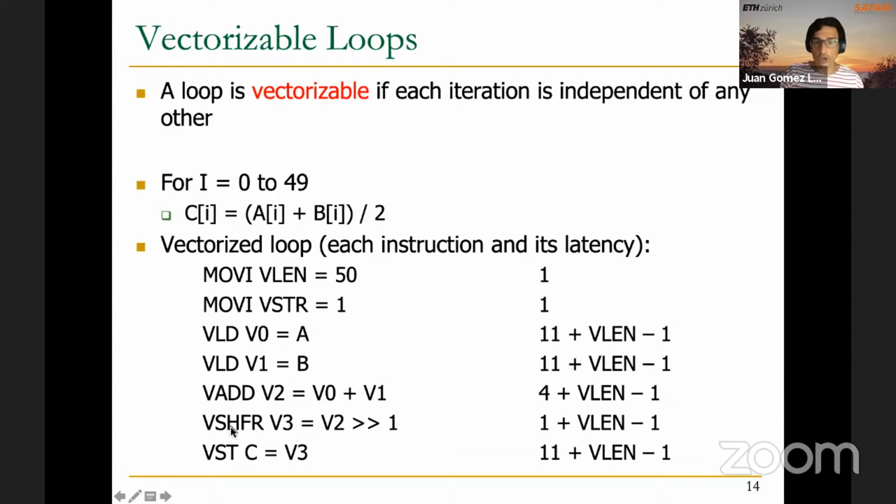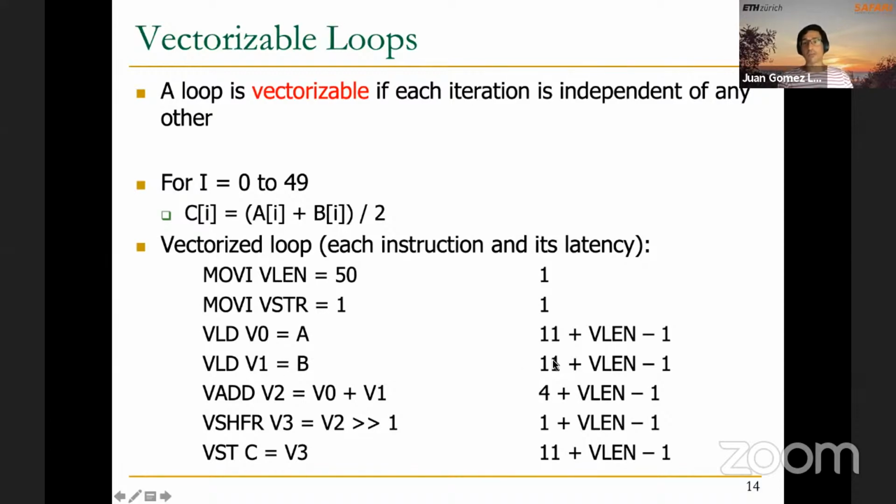This is a vector shift right. We shift 1 bit to the right, which is essentially the same as dividing by 2, and finally we store with this vector store. And here on the right, you can see the latency of these individual instructions. These move immediate instructions are not vector instructions, so they just take a single cycle, and then we access memory with this vector load, and then with this other vector load.